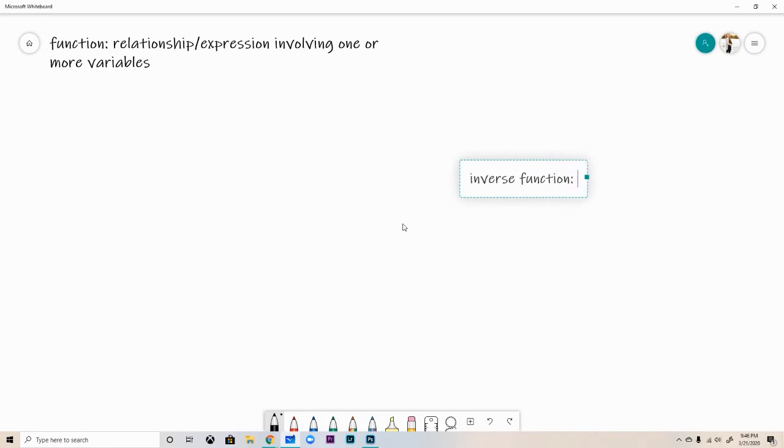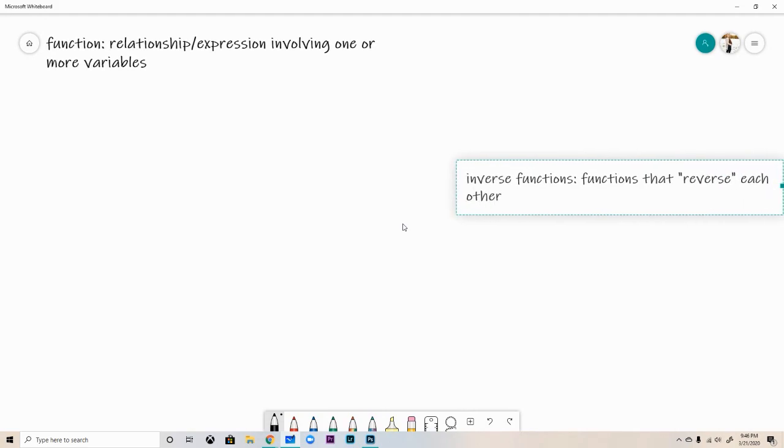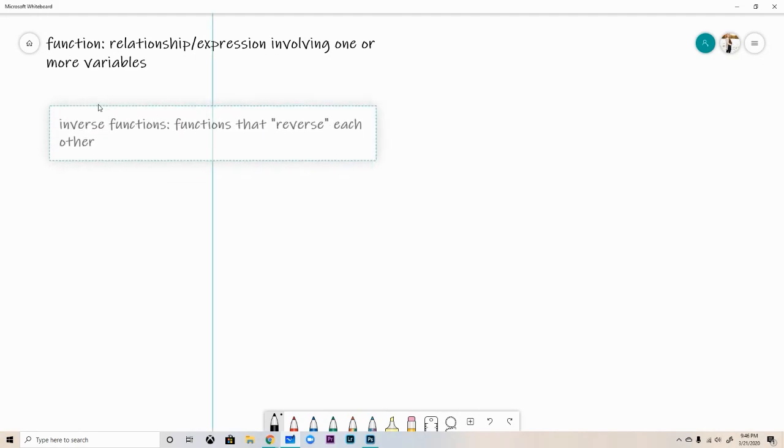I got a lot of resources online to try to put this lesson together. And I think Khan Academy says it best that inverse functions are functions that reverse each other. So there's that.